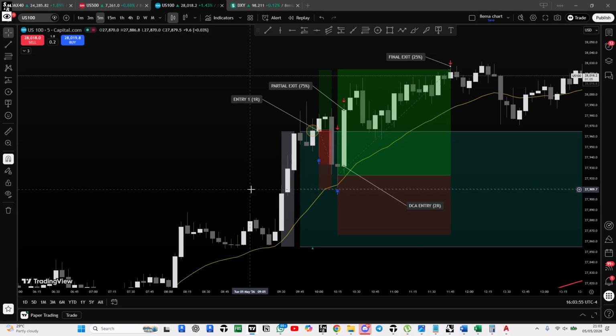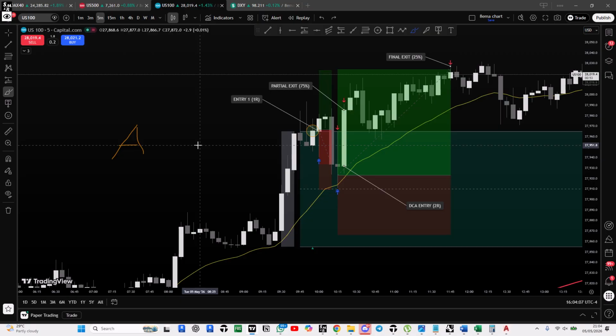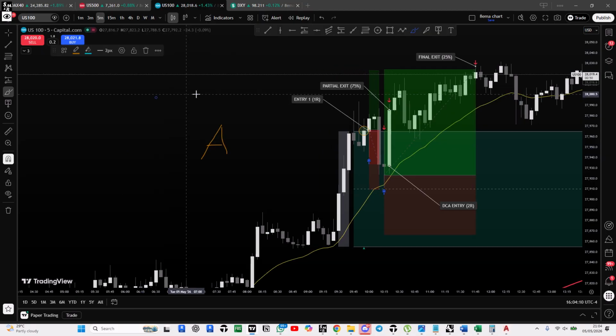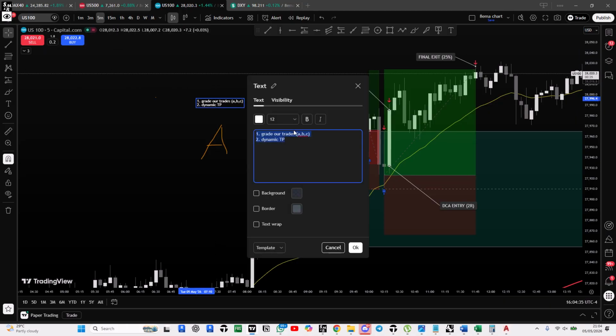Okay, by my trade analysis, this was an A setup. All right, so let me write it A. There's a way we grade our trades between A, B, and C, but this particular trade was an A setup. So let me just type it here. So there are two things we do. One is we grade our trades, or we score our trades, and we give them a score, either A, B, or C. All right, and then the second is we have a dynamic TP. These are the two strong points in my trading system that you will not see anywhere.